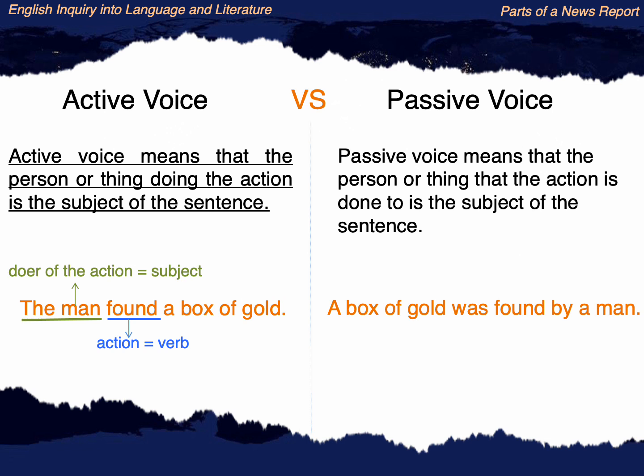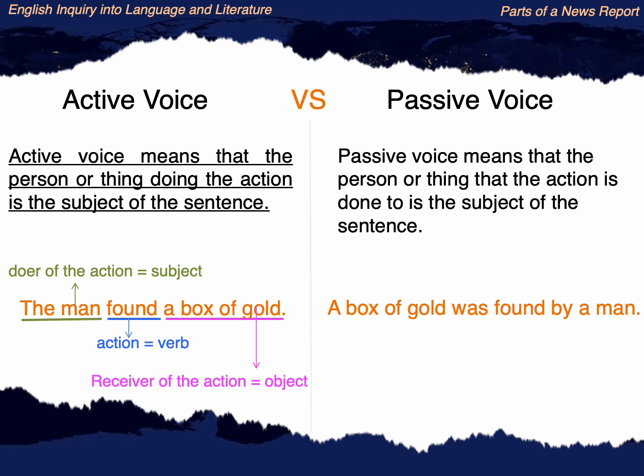Okay, what did the man find? Yes, a box of gold. Okay, so the box of gold is the receiver of the action found. So it is the object of the sentence. So in active voice, the person doing the action is the subject of the sentence. So the subject of the sentence is important in active voice. Okay? So the man is important in this sentence.